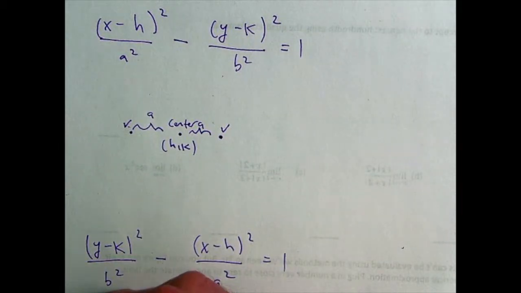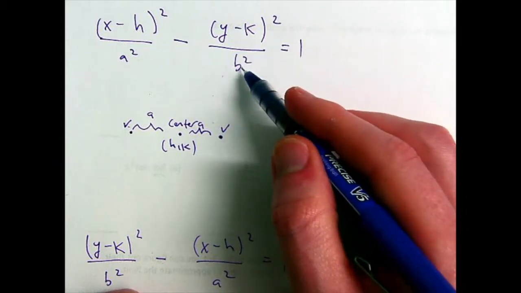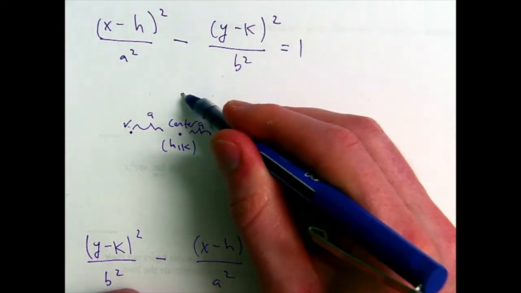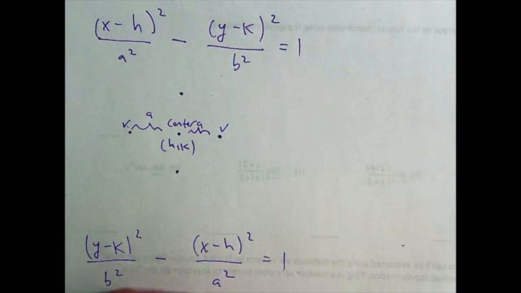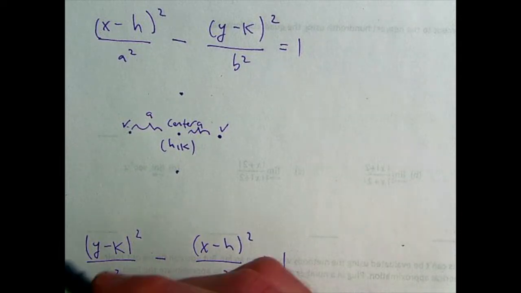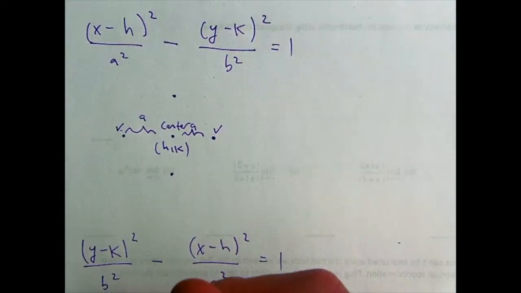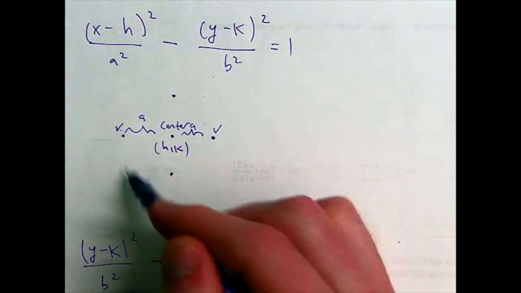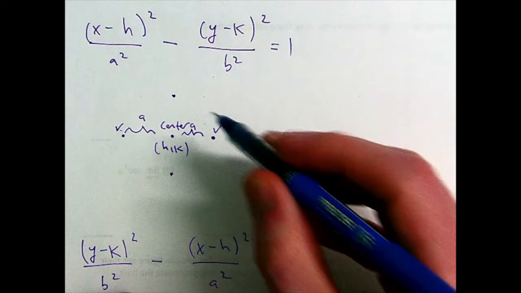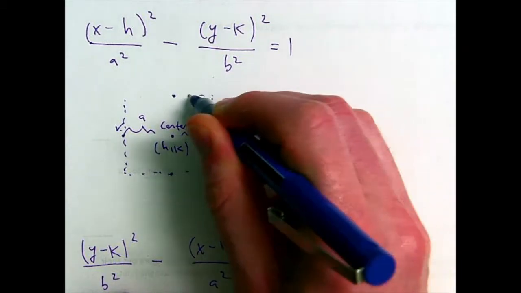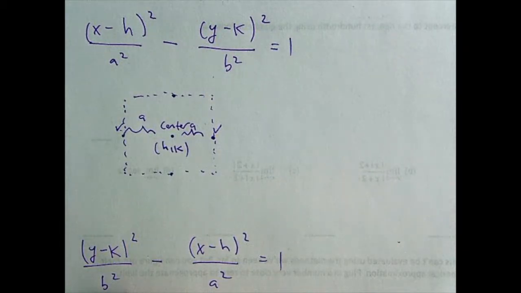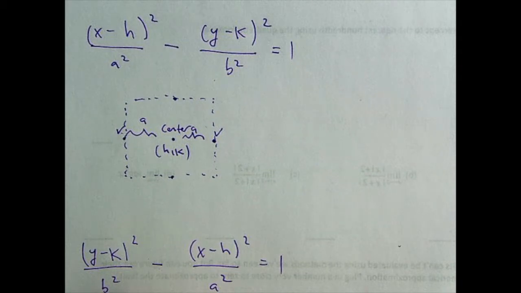We also have, just as before, b gives you the location of up-down vertices. So if you go b units up from the center and b units down from the center, you get these additional points here. And so far, this looks exactly the same as the setup for an ellipse. But rather than drawing a circle through these 4 vertex points, instead you draw a box like this. Now I'm making it in dashed lines because this box is not actually the graph of the equation. This box is not actually the hyperbola. Rather, it's just an aid in drawing the graph of the hyperbola.